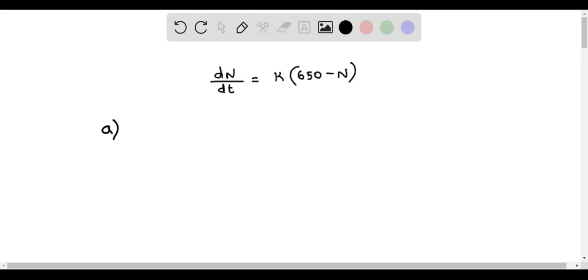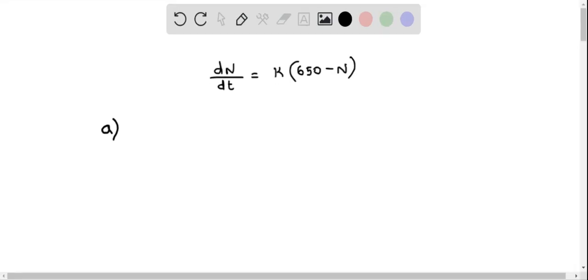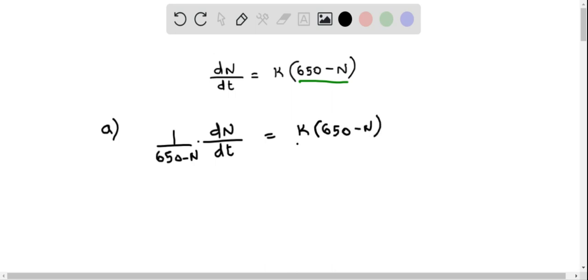In part A, we find the general solution of this differential equation. This differential equation can be solved by separating the variables first and then integrating it. First, I'm going to divide both sides by this expression, 650 minus n. So I write dn divided by dt, divided by 650 minus n, and this equals k times 650 minus n divided by 650 minus n.